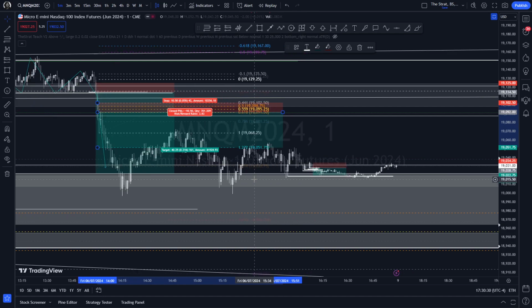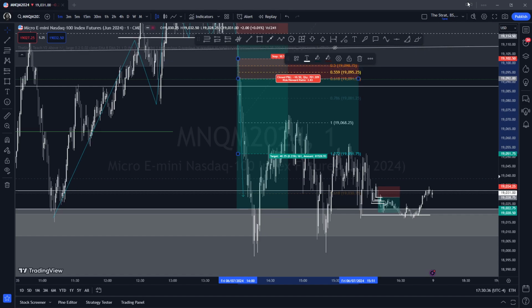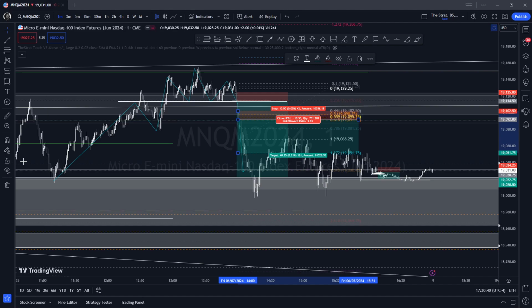You could have also taken it down to the next level here. Can't really see what that says. I think it's the 1.618 level, which actually aligns to where this support is right there. So you could take it. It all depends on how you trade.